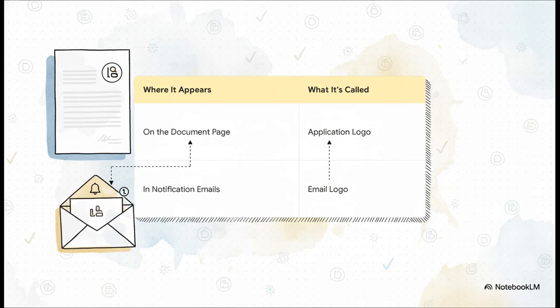The first one is the application logo. Think of this as your digital letterhead. It's what shows up right on the signing page itself. The second one is the email logo, which, you guessed it, appears in the header of all the notification emails. You can totally use the same logo for both, but it's cool that they give you the option to use different versions if you want.